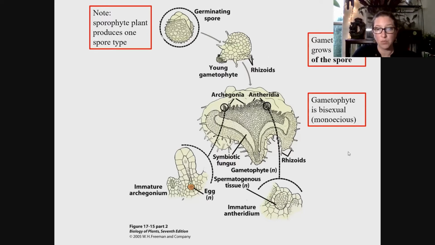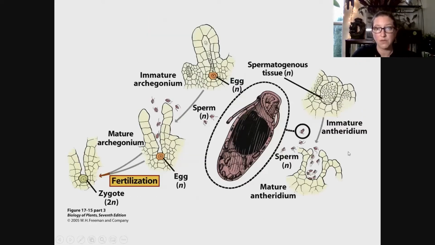So these little prompts will help you when you guys are doing this by yourself. This on the right is our male sex organ, the antheridium, and inside of it is tissue that's haploid that's going to make sperm, because everything on the gametophyte is haploid. And so eventually the antheridium will mature and be able to release sperm. You can see the little sperm swimming out. Here is one that they've circled, and here it is big. This is one Lycopodium sperm.